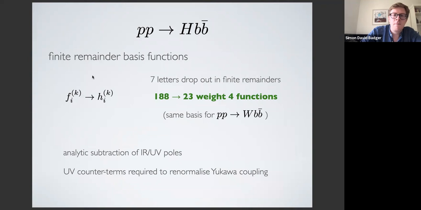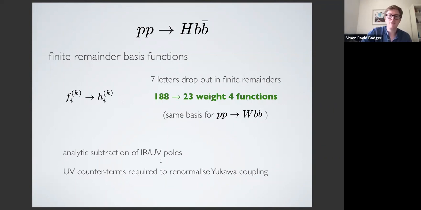Just a few comments on the finite remainder basis functions. This is actually the same basis as for W b b-bar, but I'll comment on it here. We find that in the basis of master integral components versus the basis of special functions which span the finite remainder after the subtraction of the poles, a lot of information drops out. So 7 letters actually drop out in the finite remainders, and we see only 23 of the possible weight 4 functions actually appear in the final answers. Obviously that simplifies the evaluation of the finite remainders a lot.